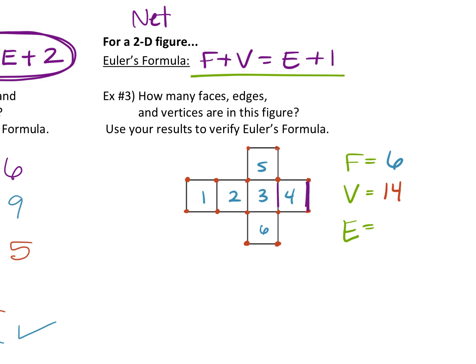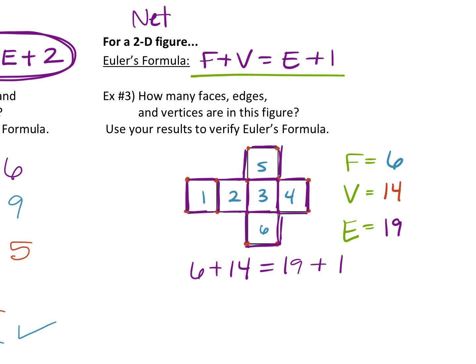How many edges? 1, 2, 3, 4, 5, 6, 7, 8, 9, 10, 11, 12, 13, 14, 15, 16, 17, 18, 19. Okay, so verify it. Faces plus vertices should equal edges plus what? 1 this time. Plus 2 is the 3-dimensional. This is the 2-dimensional. So 20 equals 20, and it checks out. So you can say, yep, I'm pretty certain I have the right numbers here because it works in Euler's formula. Questions on that?